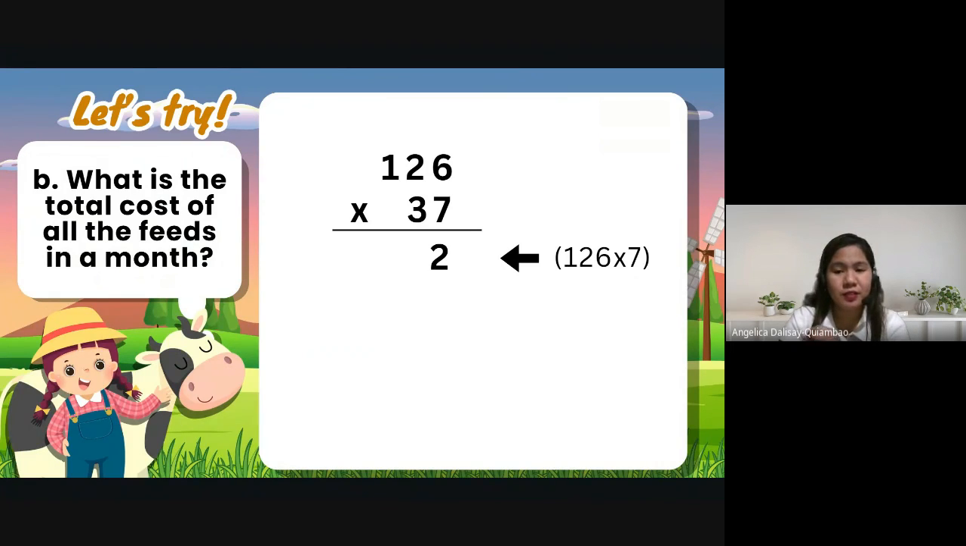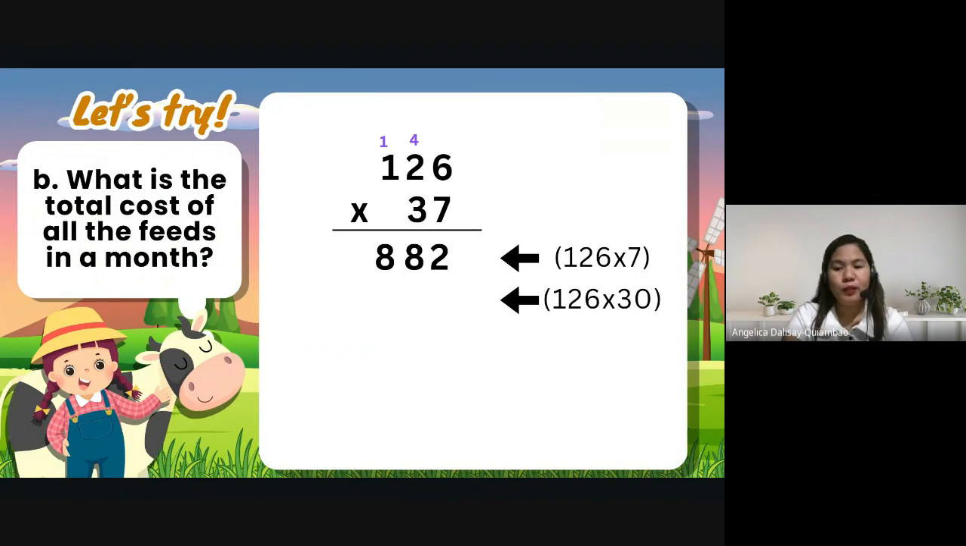7 multiplied by 6, you will get 42. So 2 and then carry over 4. And then 7 multiplied by 2, you will get 14. Add 4, you will get 18. Carry over 1. And then 7 multiplied by 1, you will get 7. Add 1, you have 8. So our first partial product is 882.